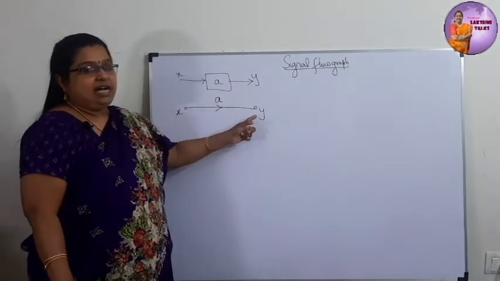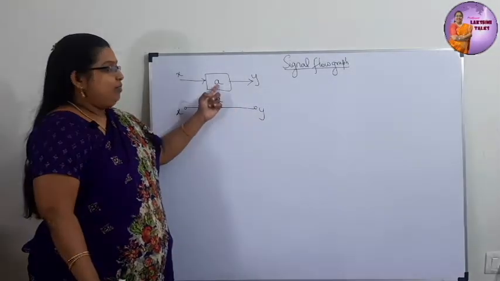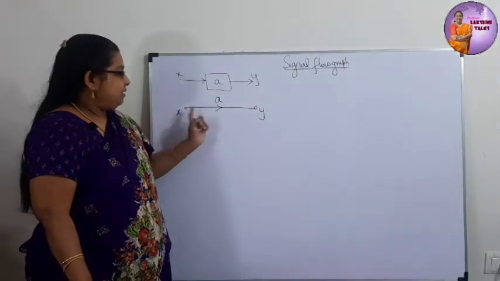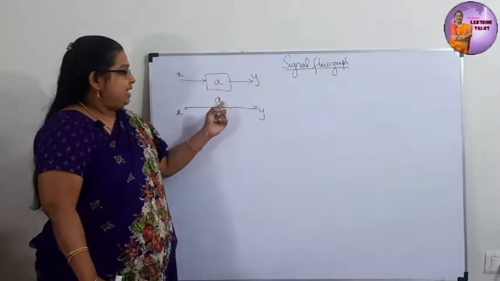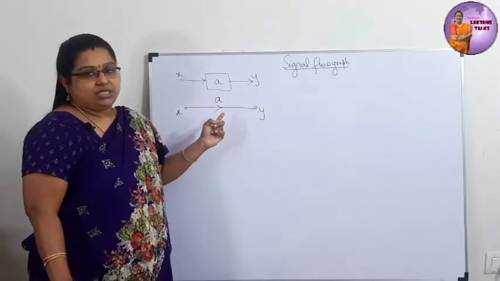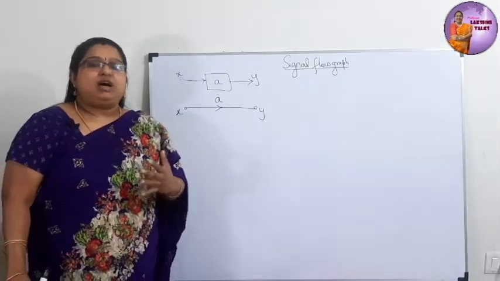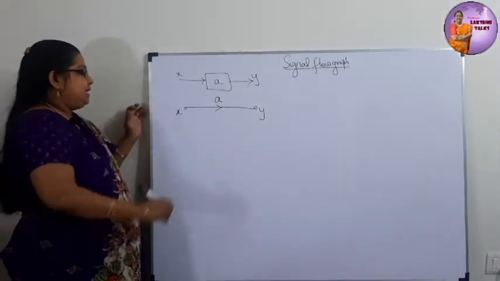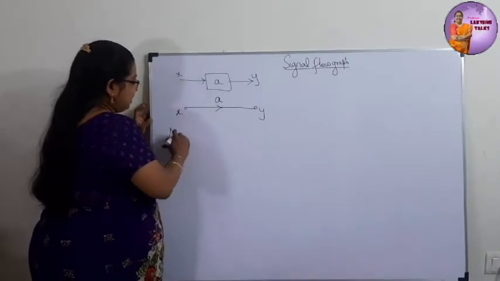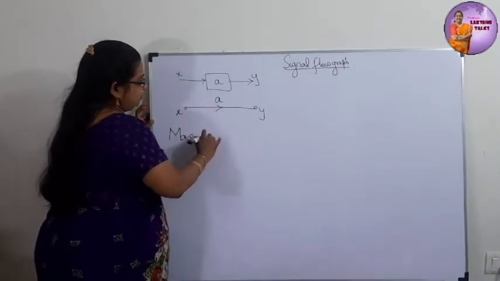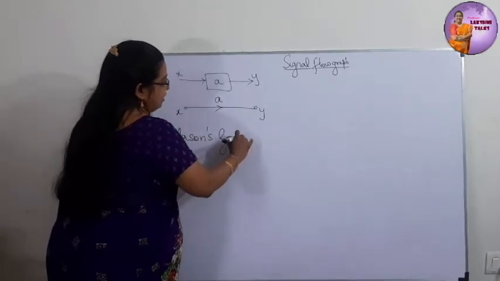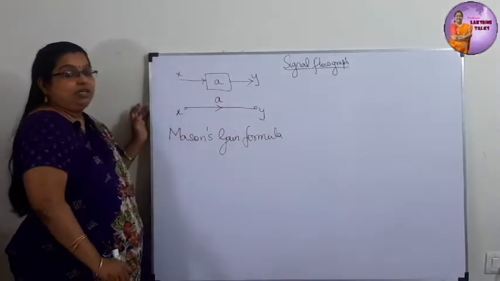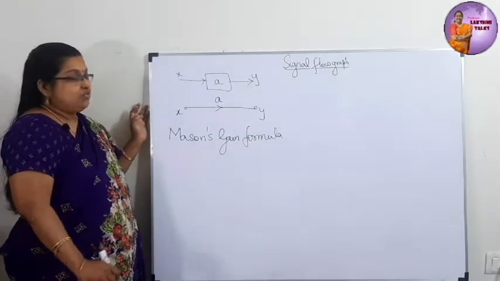The signals are represented as nodes, and the block is nothing but the gain or the transmittance of the path, and this is called a branch. This A is also called the branch gain or transmittance. With this we will see how to solve a signal flow graph and get a transfer function from it. For that we have Mason's gain formula, which is used to find the transfer function of a system when it is given in terms of a signal flow graph.